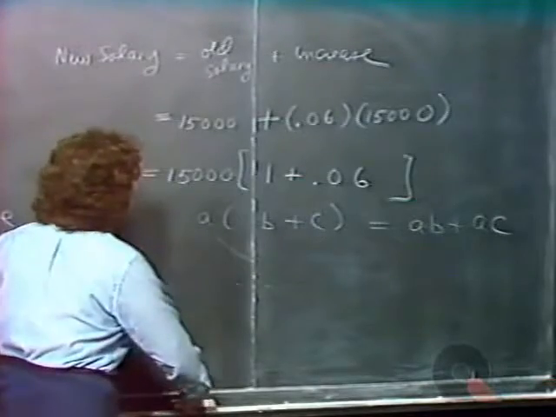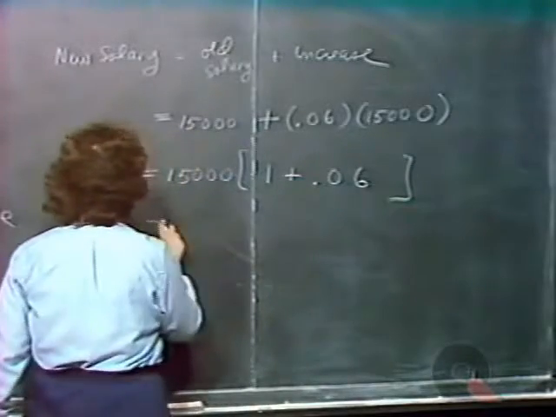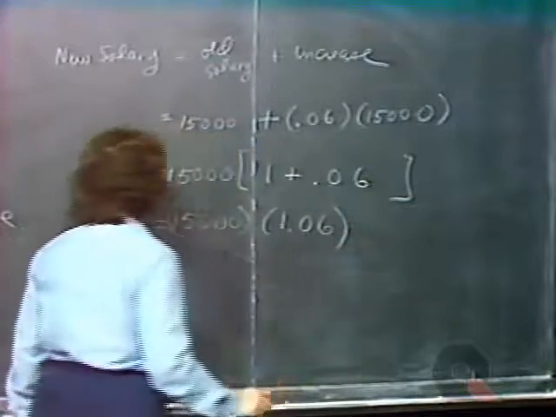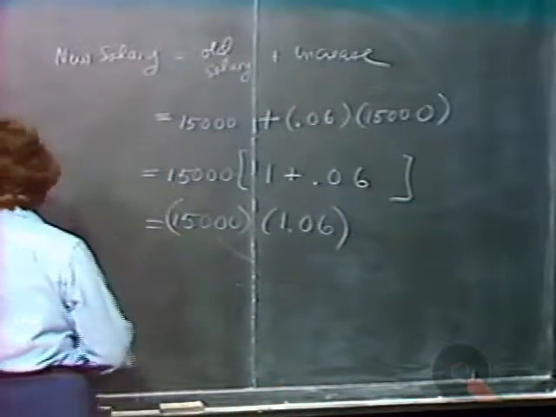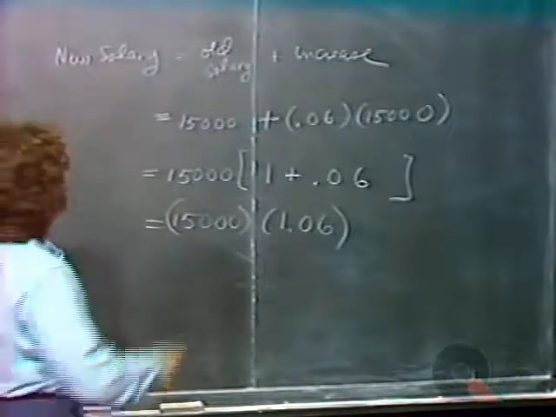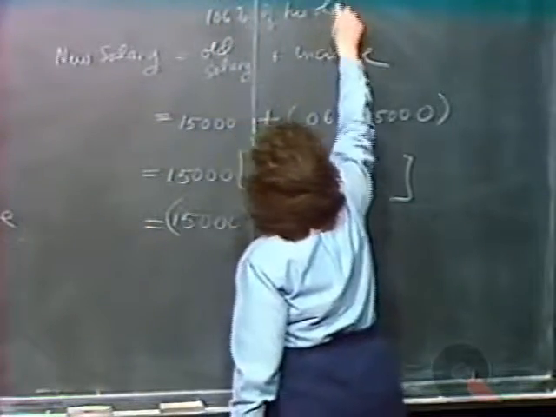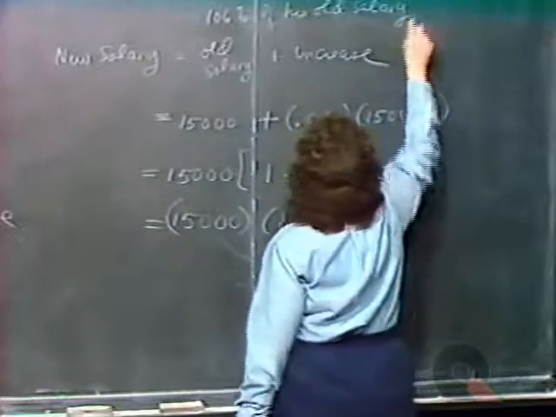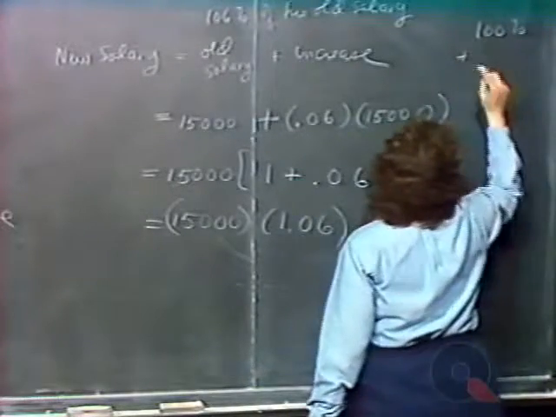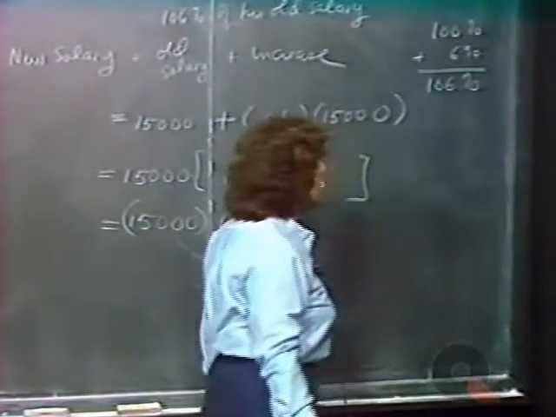Okay, so this can be thought of as 15,000 times 1 plus 0.06, or 15,000 times 1.06. You might think of this as 106% of his original salary. His new salary is really 106% of his old salary. In other words, it's his entire old salary, which was 100% of his old salary, plus the increase, which is another 6%. So he'll be making 106% of his old salary.